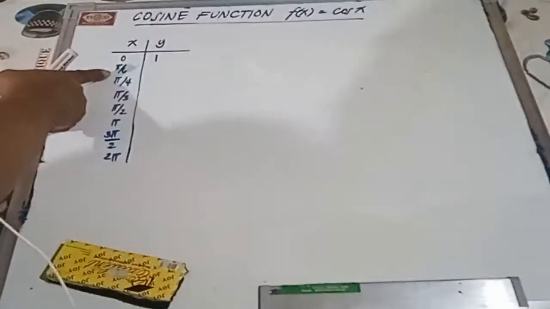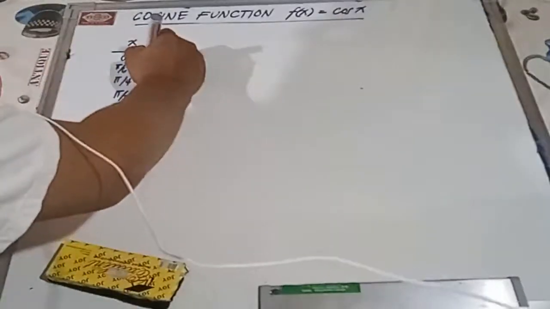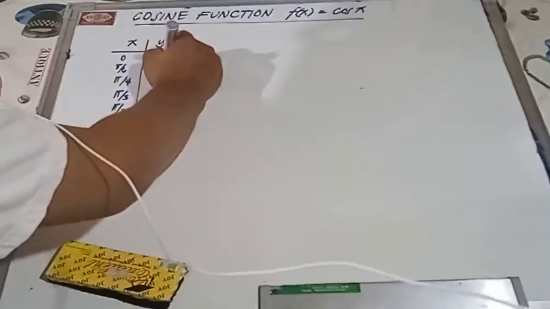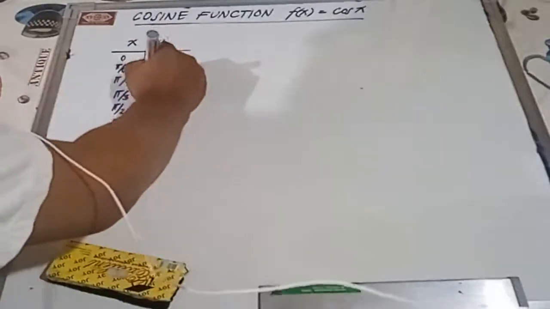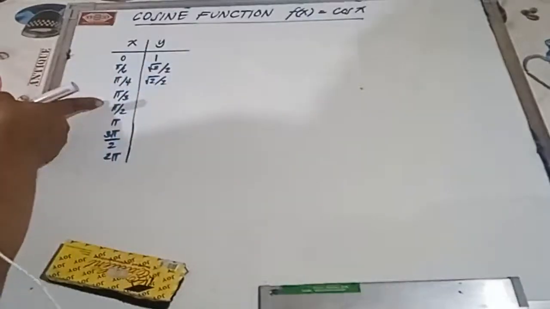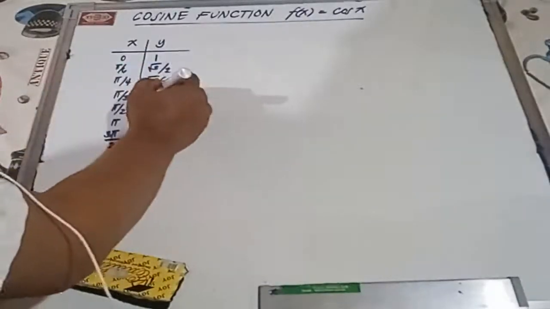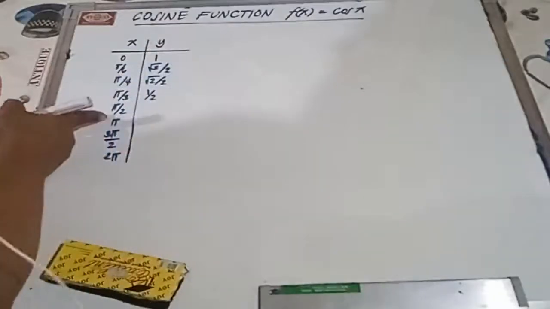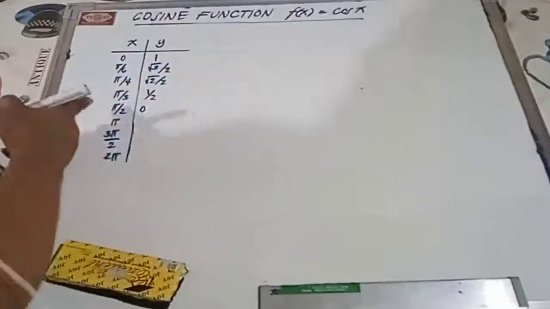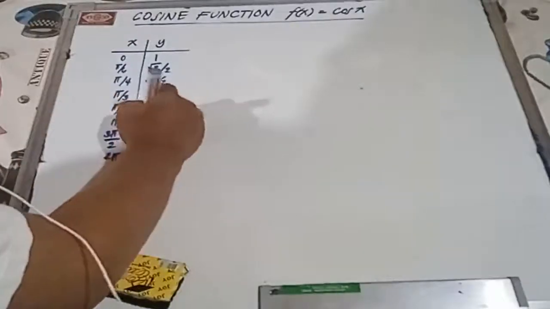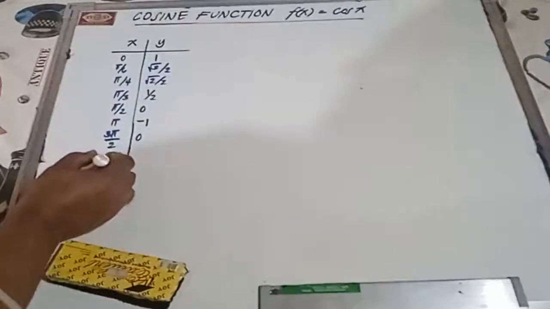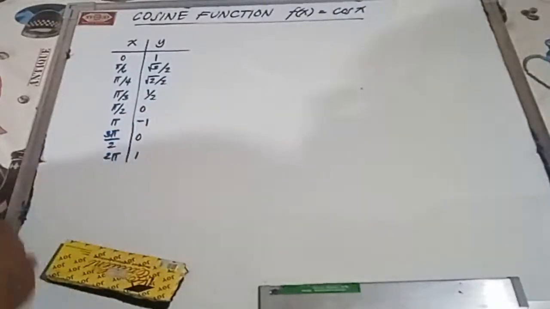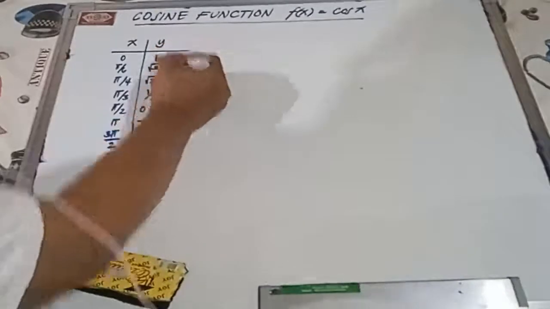Cosine pi over 6, pi over 6 is 30. Cosine 30 is square root of 3 over 2. Cosine 45 degrees, so pi over 4 is square root of 2 over 2. Cosine pi over 3 or cosine 60 is 1 half. Cosine pi over 2 is 0 or cosine 90 degrees. Cosine pi is negative 1. Cosine 3 pi over 2 or cosine 270 is 0. And cosine 2 pi is 1. So, isang period niya ay 2 pi from 1 to 1.